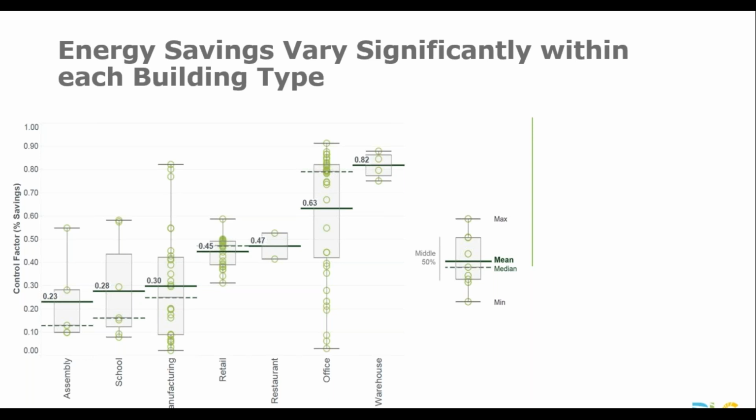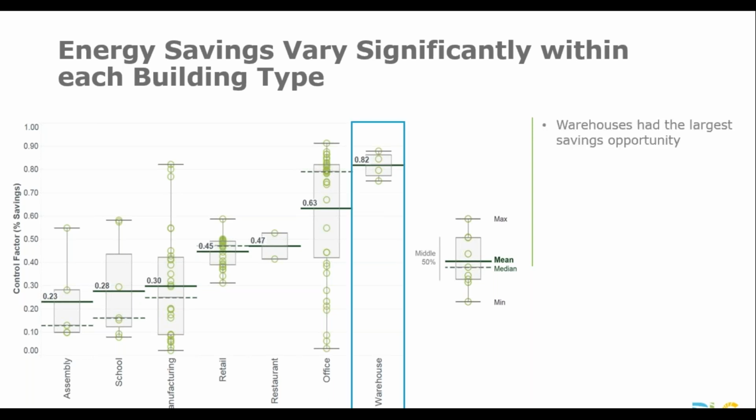82%. As you can see, even with building type, there's a very wide range of savings values here, and we don't see a strong correlation between building type and savings value. The range is quite large within each. The lone exception is for warehouse, where warehouses are pretty closely clustered around 80% savings, and they also have the largest savings opportunity. And so while our sample size was fairly small, this generally agrees with previous analyses that suggest that warehouses are among the best savings opportunities for NLCs.